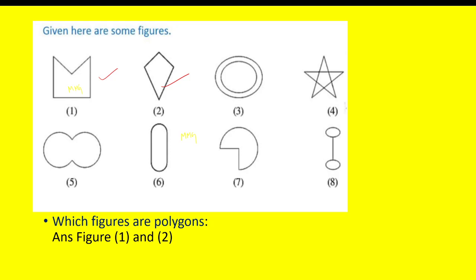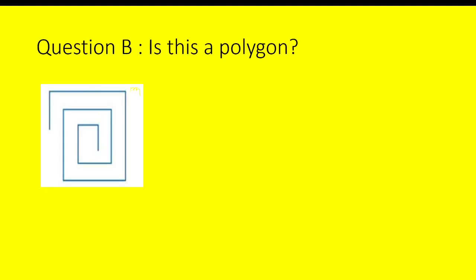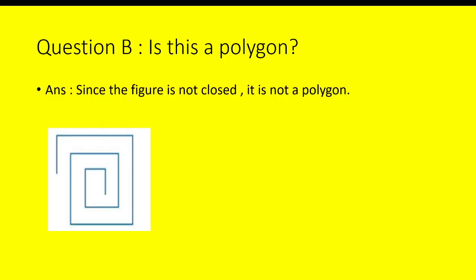Now moving to the next page. So now children, it's your turn. You have to give the answer. One by one I will ask the questions. So your first question: is this a polygon? I know you all have given the correct answer. Let's check. No, this is not a polygon because it does not have a closed shape. Okay, moving to the next page.